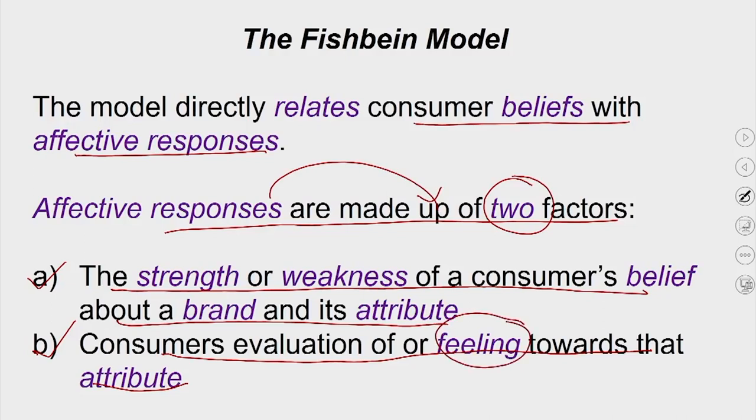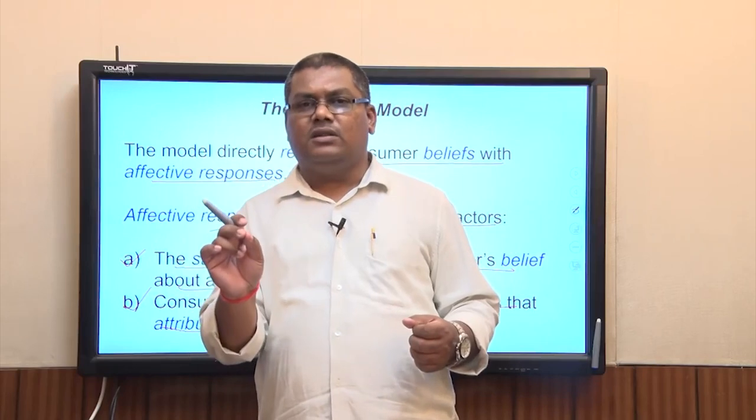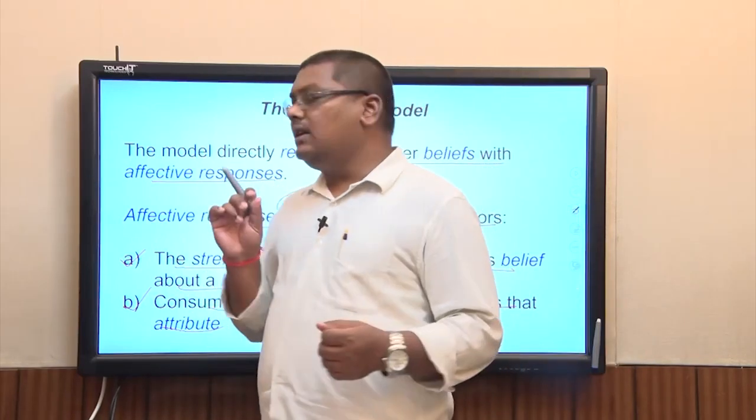that makes the effective response of a person is the feeling towards it. Based on how strongly I believe that Patanjali is herbal and that herbal products lead to better health, I will also develop a feeling towards the product. The more I see herbs in Patanjali products, the more natural I see them to be, the more positive, happy and accepting I'll feel about it. And so what the Fishbein model does is look at how this belief strength and this effective response lead to change in the attitude.